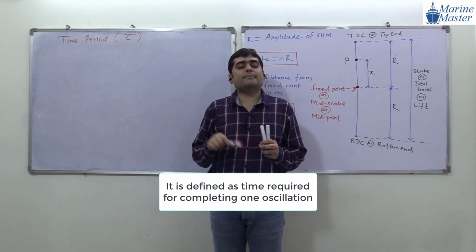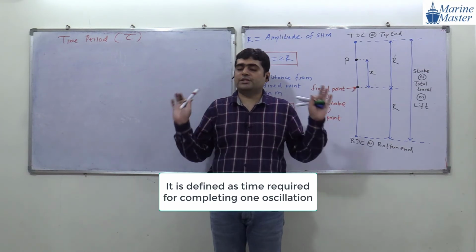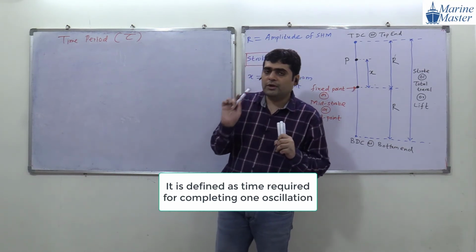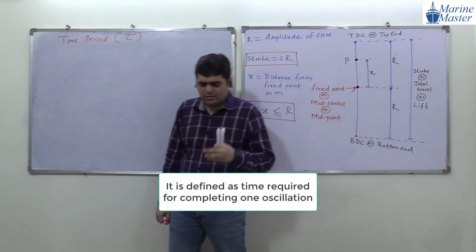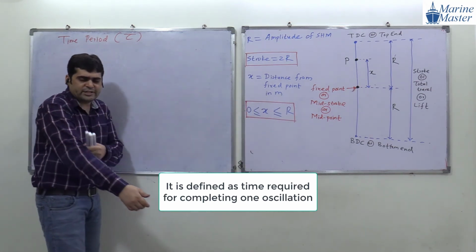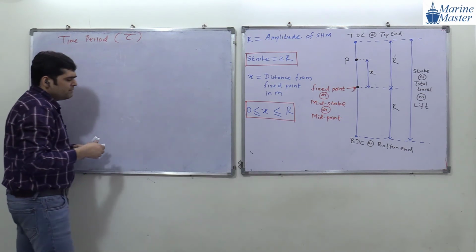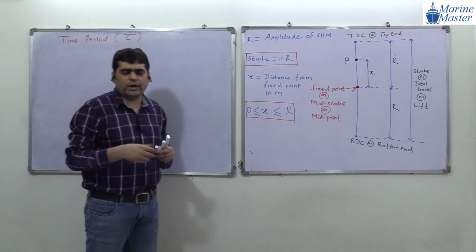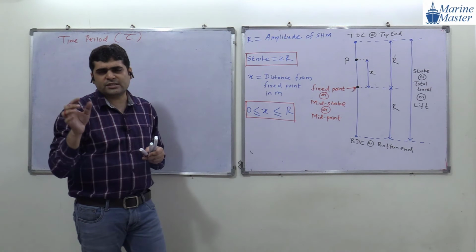It is defined as the time required for completing one oscillation. Okay, guys, you got the meaning of one oscillation here. Now, everyone, a few minutes before, 15 or 20 minutes before, we studied the reference circle and all those things.